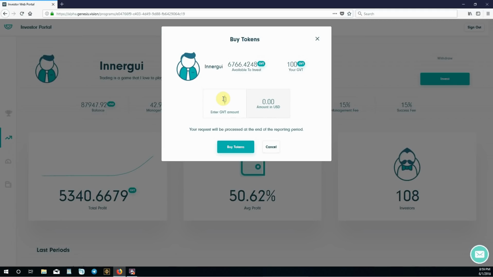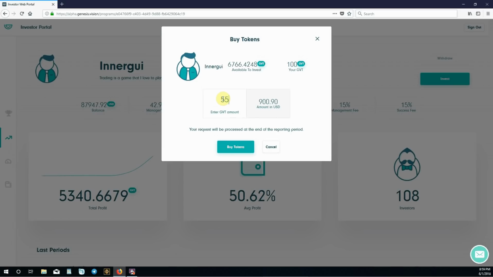When you're placing investments, you don't always want to put all of your eggs in one basket, so it's good to diversify. You can hold some of your Genesis Vision tokens, or you can invest among multiple investors. So this one seems to be doing a really good job.